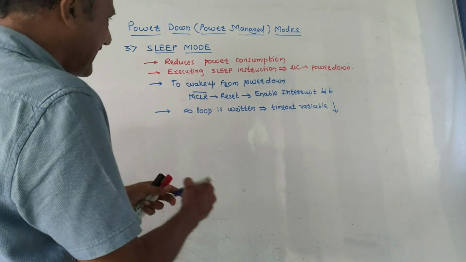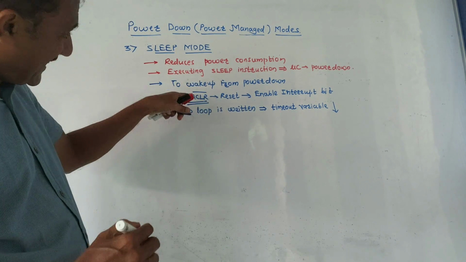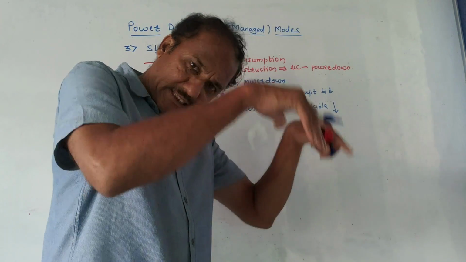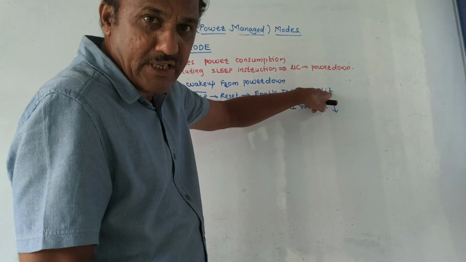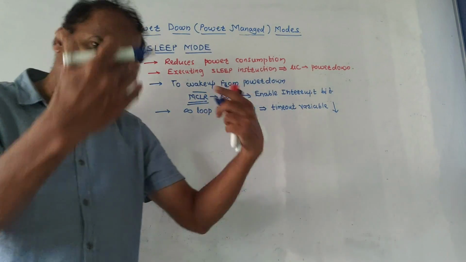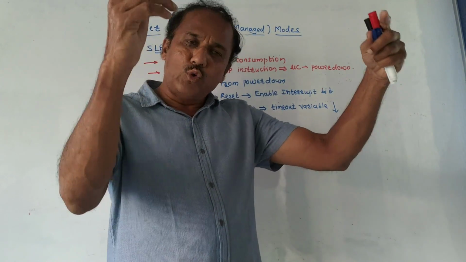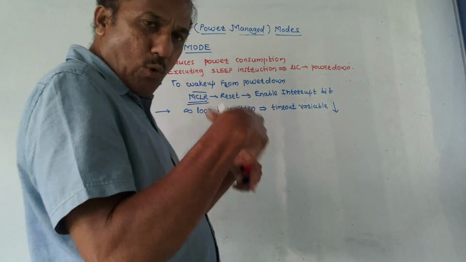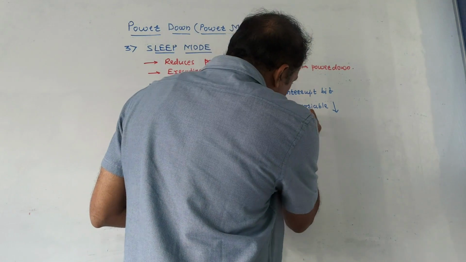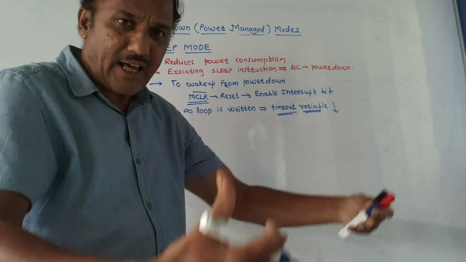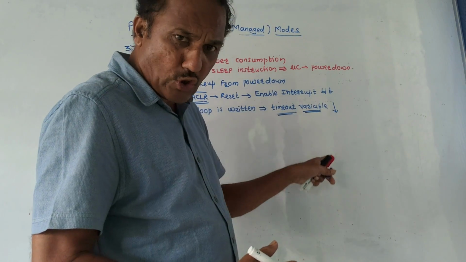One of the commonly used methods is this, use this signal, that is MCLR signal. So this signal basically is resetting signal. It resets the microcontroller, and after that we need to enable interrupt bit. So if you enable interrupt bit, then from the sleep mode microcontroller can wake up. Actually, while making use of this sleep mode, you will have to write one infinite loop program. So whenever infinite loop program is written, one timeout variable is set to a very large value. As the program starts executing, this value of timeout variable goes on reducing.